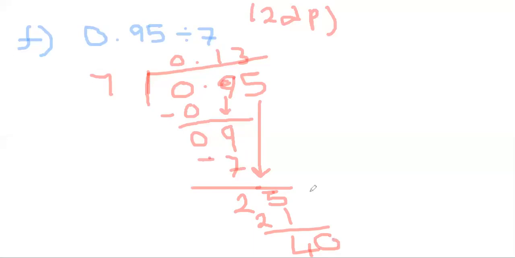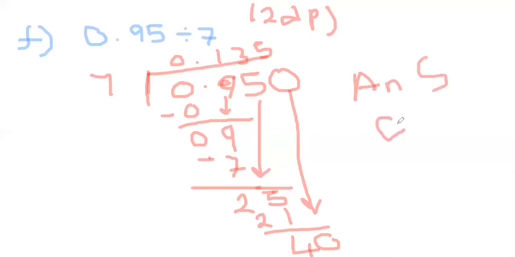We bring a 0. Remember, this is like putting a 0 here. You can add as many 0s as you want after the decimal point. Then you bring the 0 here. So how many times does 7 go into 40? 7 goes into 40 5 times. 7 times 5 is 35. But that is enough. Where we are now is enough. So our final answer is 0.135. Let us do some few more.